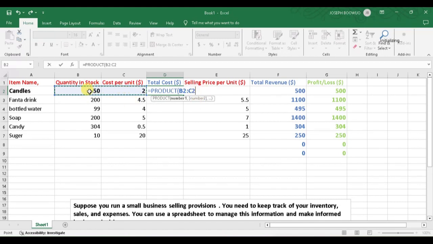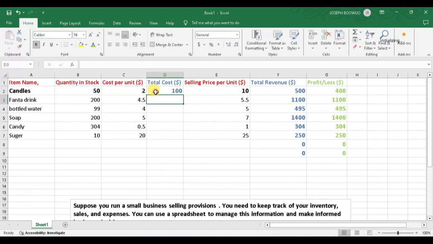Or click on the B2 first, then shift the semicolon and get with your C2. Press enter. It's going to give you the same result. Now you also autofill, and your entire thing is done for you. Now note, whatever we are doing here is going to be affecting this one. The values are going to be changing.